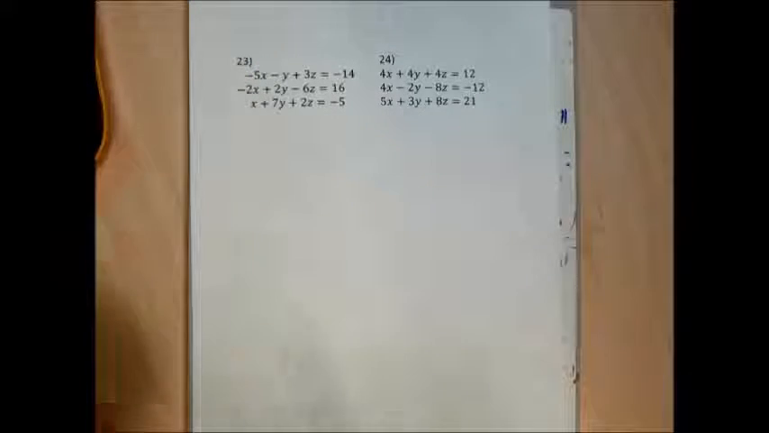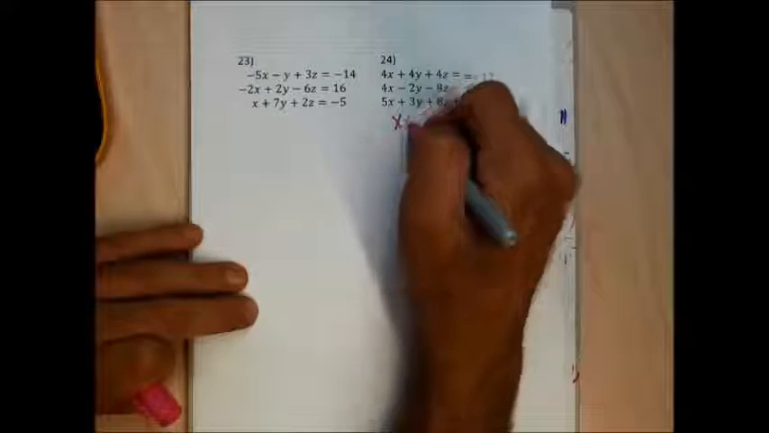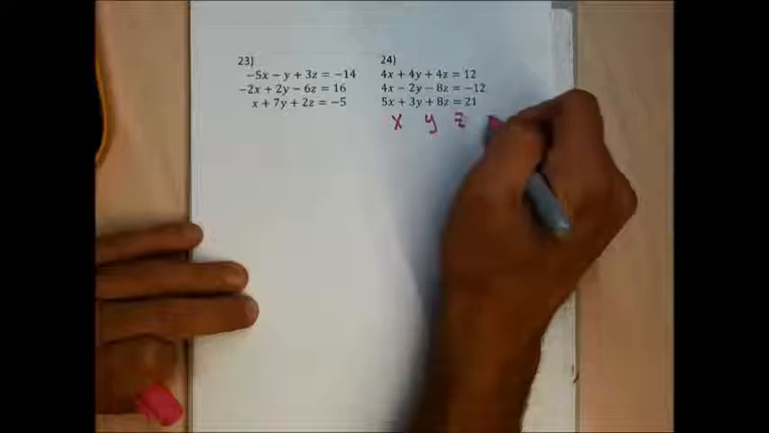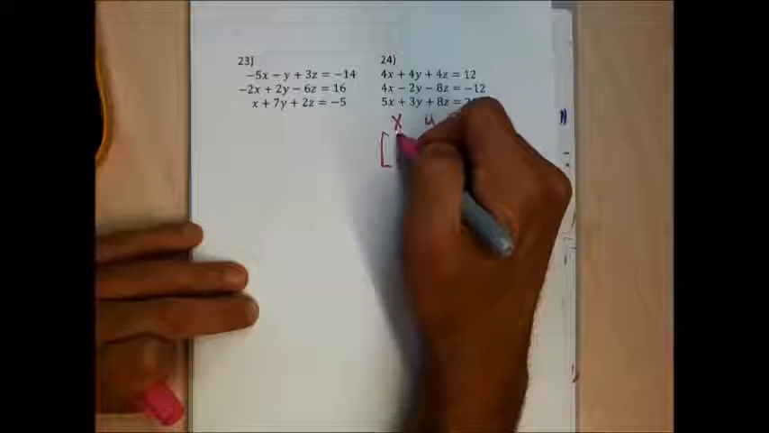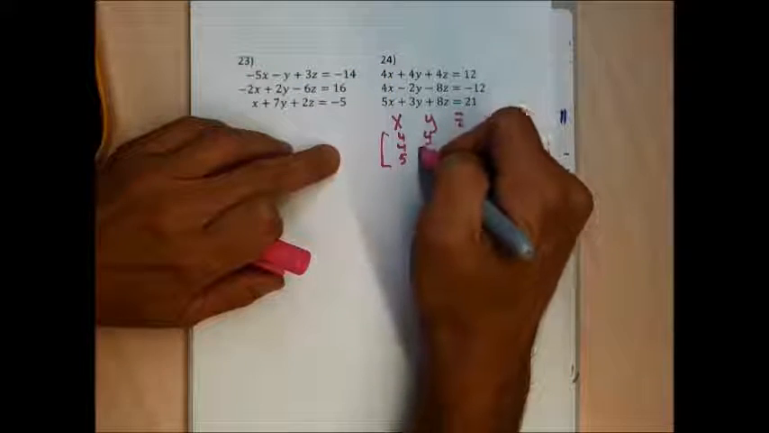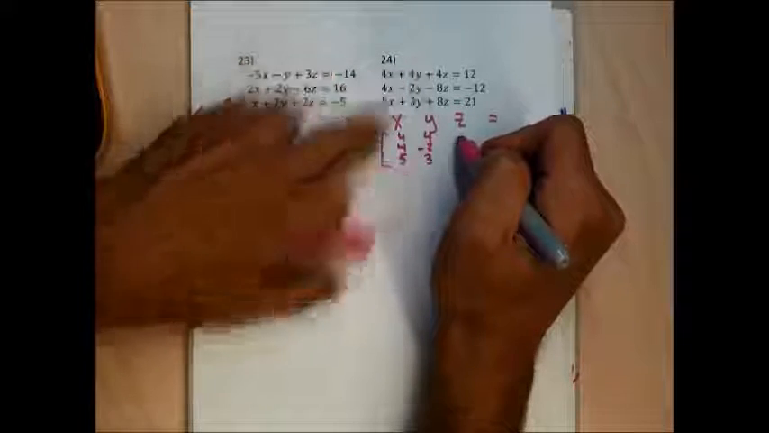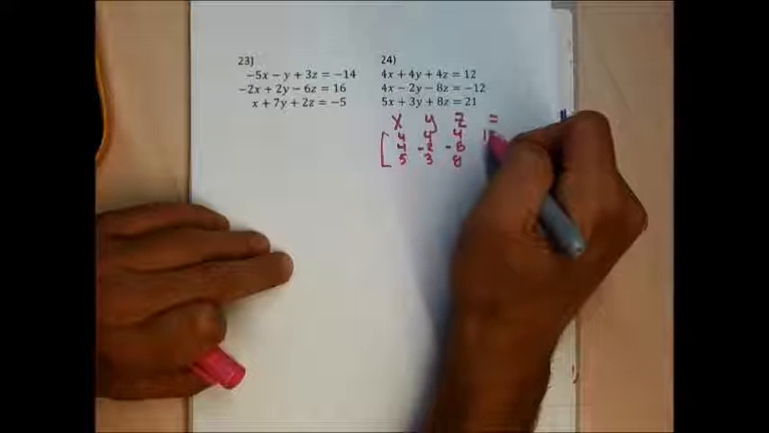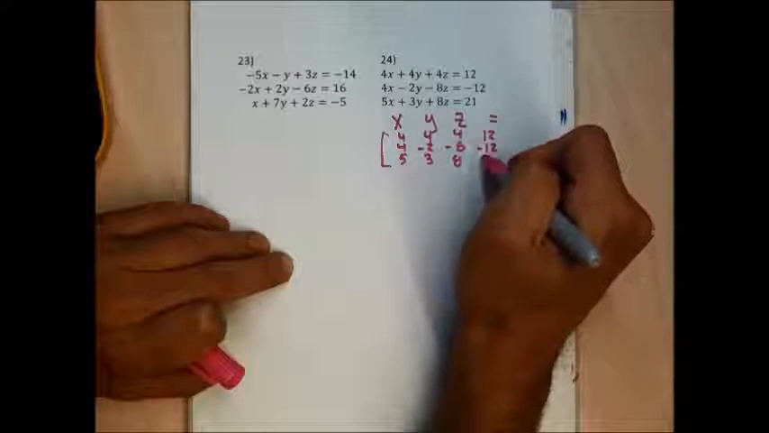Let me do 24. First, I'm going to enter and get the answer. So I need an x column, a y column, a z column, and an equals column. The x column is 4, 4, 5. The y column is 4, negative 2, 3. The z column is 4, negative 8, 8. The equals column is 12, negative 12, 21.